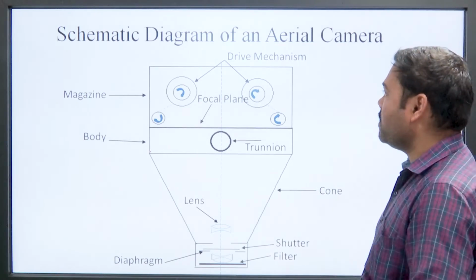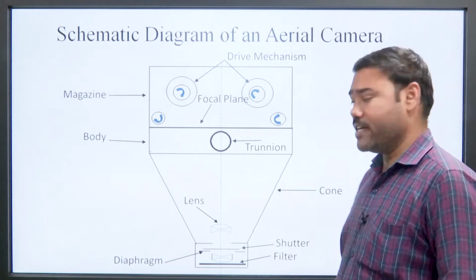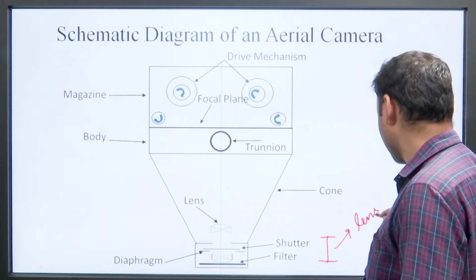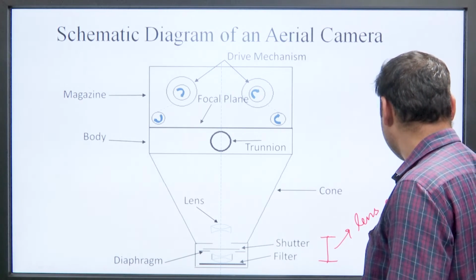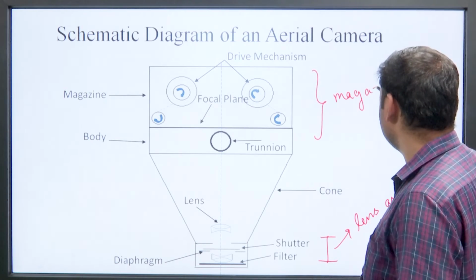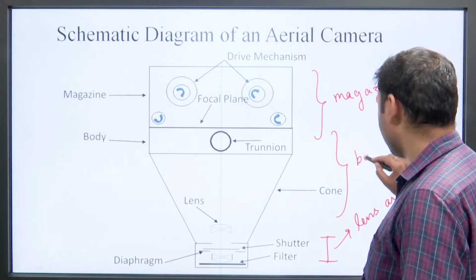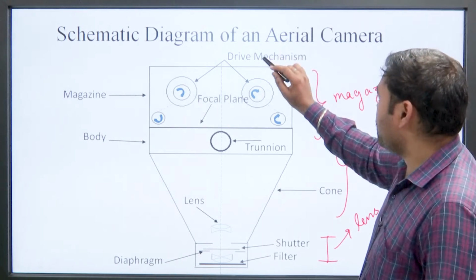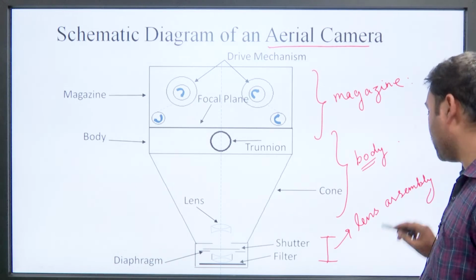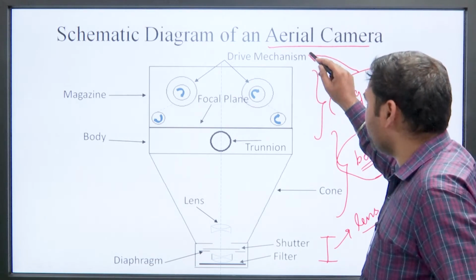In this we can see the diagram of an aerial camera. By dividing it into different parts, this is known as the lens assembly, this is the magazine portion, and this is the body. An aerial camera can be divided into three different components: lens assembly, body, and a magazine that has a drive mechanism.